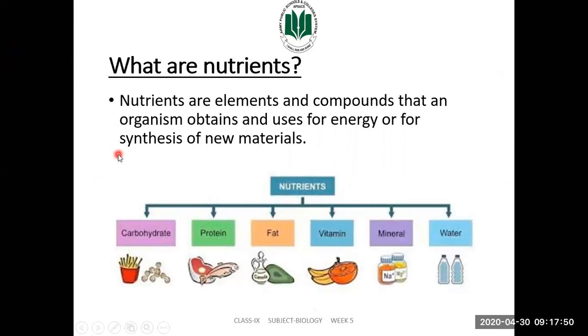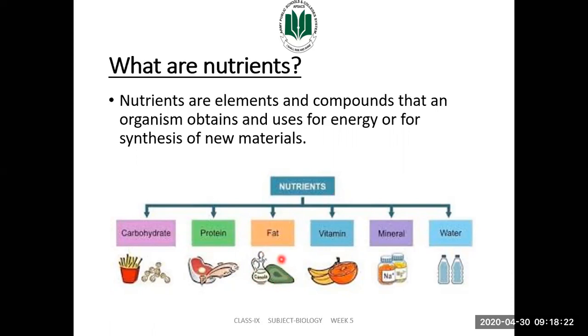Now, first let us know what nutrients are. Nutrients are the elements or compounds that an organism obtains and then uses for energy or for the synthesis of new material. This was a simple concept about nutrients. Nutrients are divided into 6 categories. They can be carbohydrates, which we get from candies and fries. They can be proteins. We get protein from meat, fish, chicken, etc. And milk also.